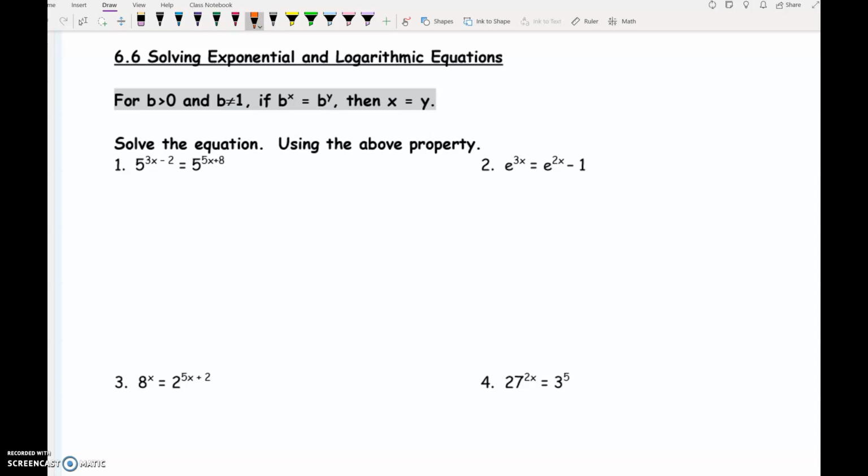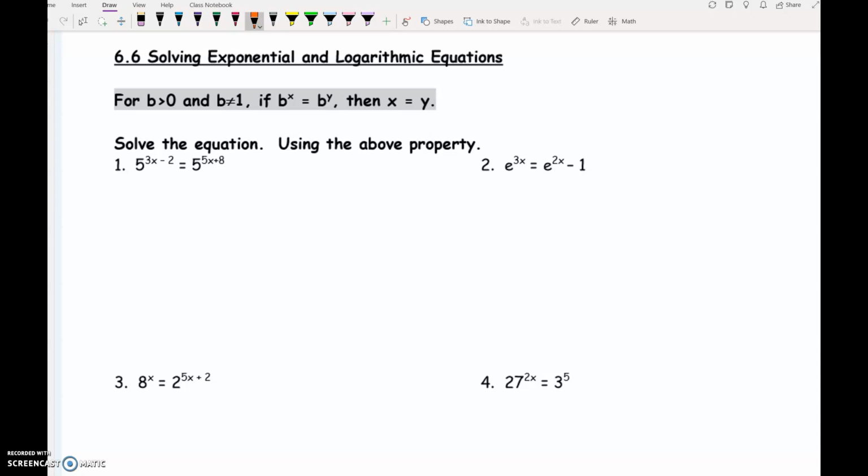Today we're going to solve exponential equations. Tomorrow we'll do logarithmic equations. So today we're going to look at exponential equations that have exponents on both sides and when there's only exponents on one side. When there's exponents on both sides, it's actually a little bit easier.